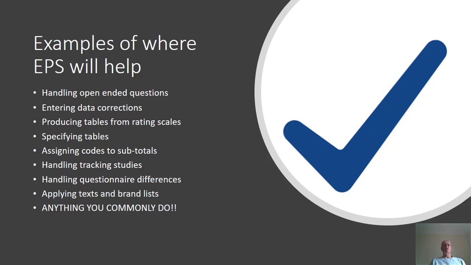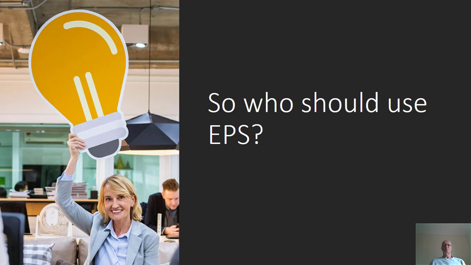Applying text and using brand lists is another good way. You can have a brand list that sits in a spreadsheet, which perhaps the client updates for you, and just feed that in, and the script will automatically update and produce the new brand list. In fact, anything you commonly do in any project or anything that's laborious to do will work well using EPS.